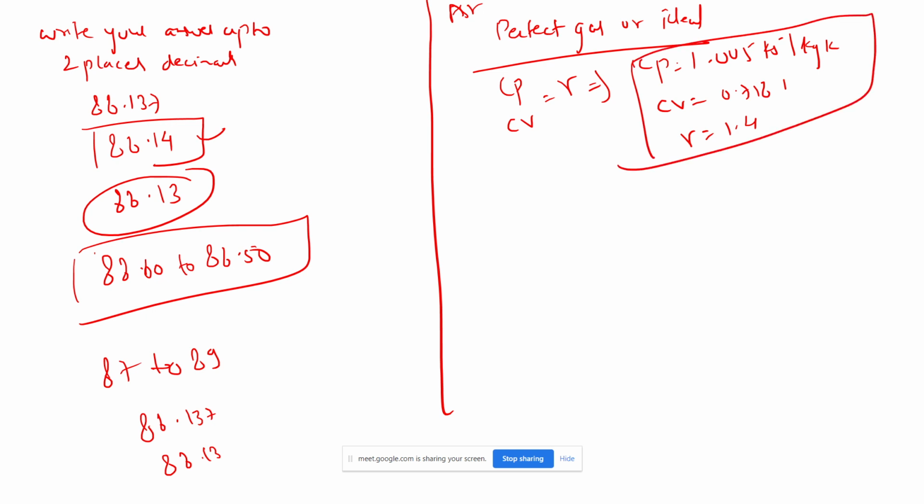But I haven't seen any question in GATE till date which they have asked based on real gases. I can say 90 to 99 percent, they have asked the question on perfect or ideal gases only. So don't worry about that.